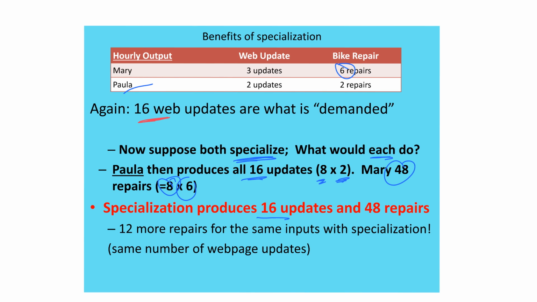Now we get 16 updates, same as before, but 48 repairs, whereas before it was 36. 16 and 36. Now it's 16 and 48. So you get more through specialization with the same inputs because each is doing what they have a comparative advantage doing.